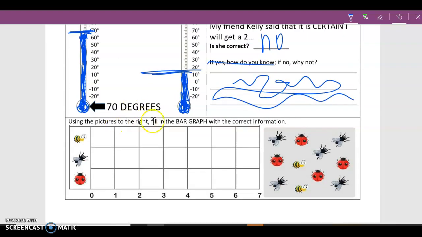And finally, using the pictures to the right, fill in the bar graph with the correct information. Now, this does not mean color it in just a little bit. This means make it look like the whole square is colored in and they're all connected, not separate boxes. So when we look at them, we're counting by ones. If we count the B's, we see there's 2.